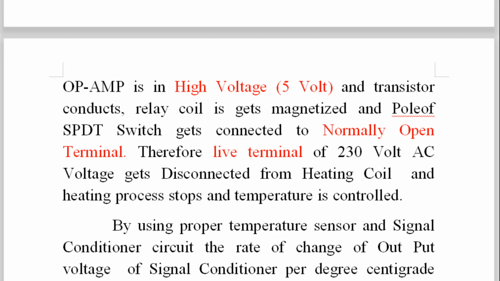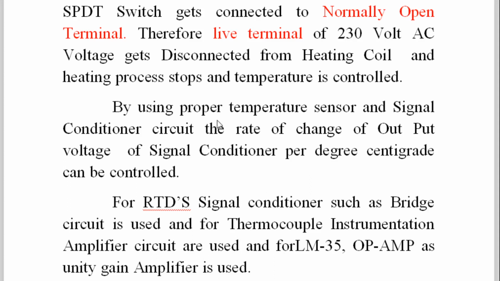and the heating process stops, and the temperature is controlled. So in this way, by using a proper temperature sensor and signal conditioner circuit, the rate of change of output voltage of the signal conditioner per degree centigrade can be controlled. So different signal conditioner circuits and temperature sensors are used, and that can be controlled.